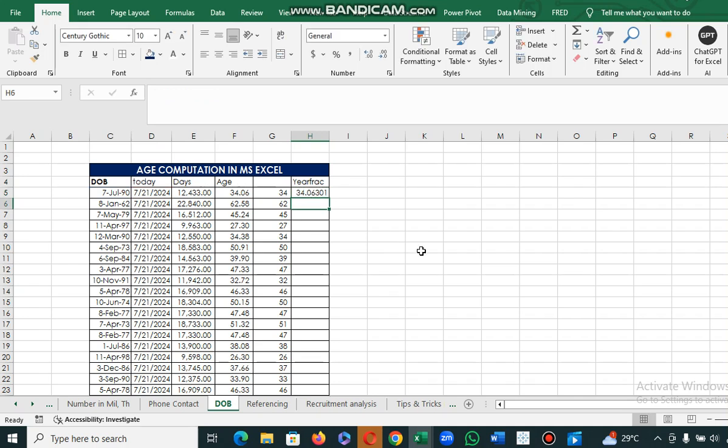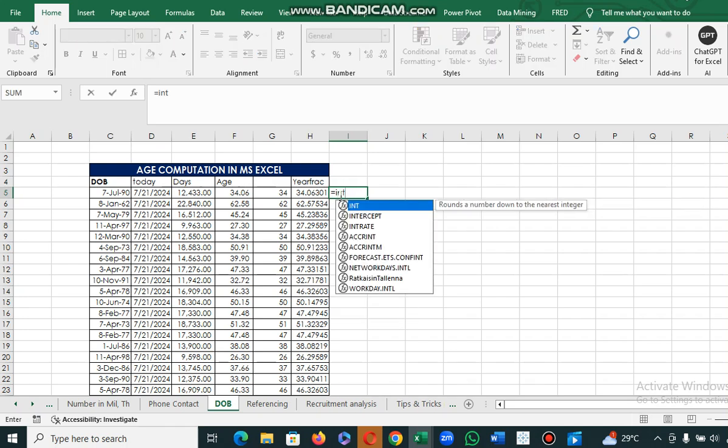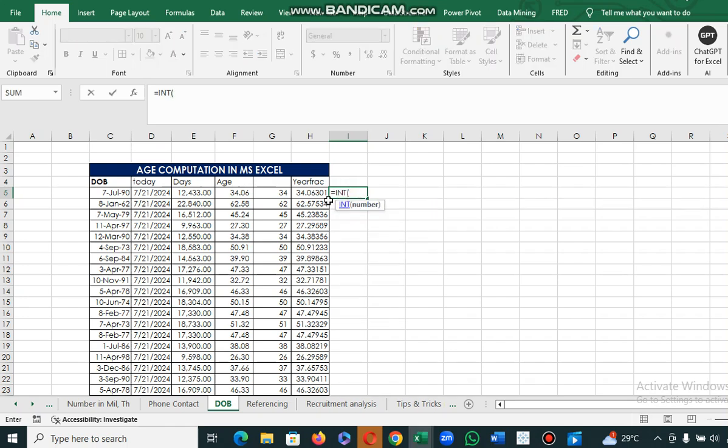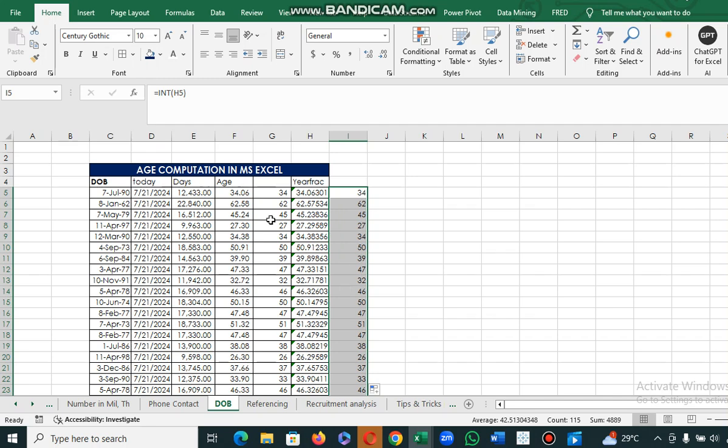And once you press enter, you can see what we have now is similar to what we have here with some additional decimals. So using the INT, you'll be able to get the exact year. That means the age as at last birthday. Boom, which is equal to what we have here. So this is how you can compute your age using Microsoft Excel.